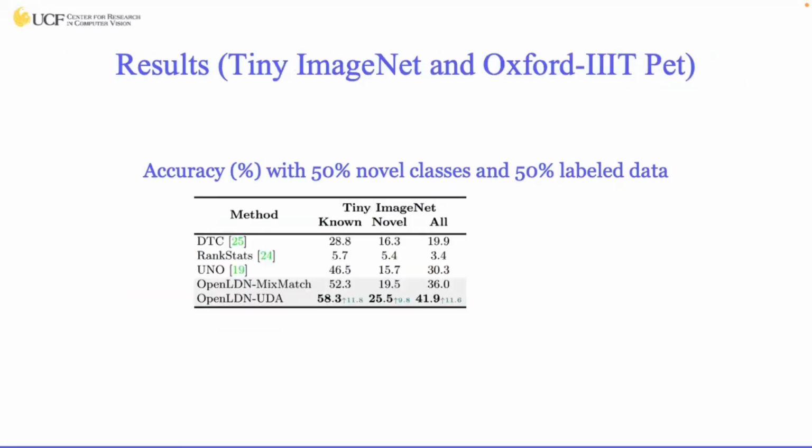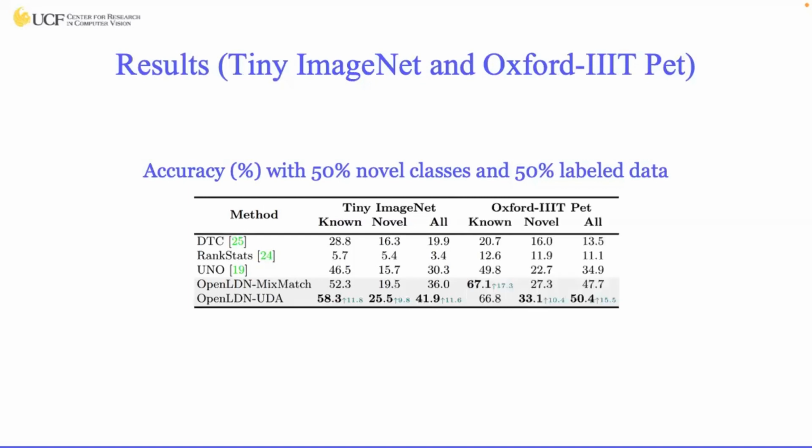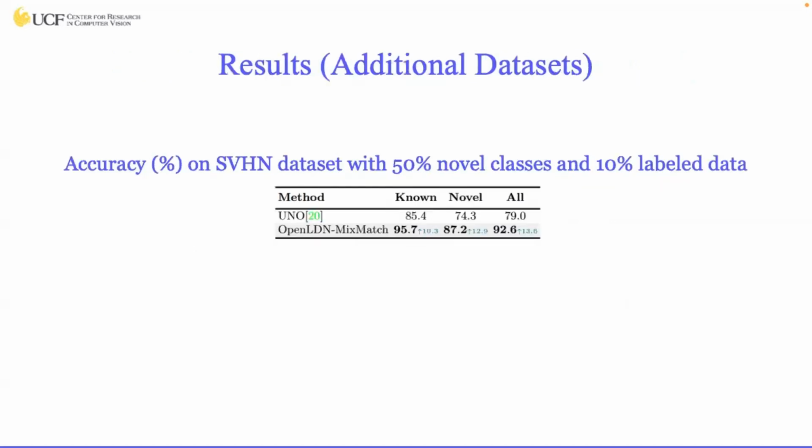We also report results on the tiny ImageNet dataset, which is harder because it has 200 classes from ImageNet. Even here, we see that compared to the second-best method, our method improves a lot. We also report on a fine-grained dataset, Oxford PET, and also see good improvements here. We also reported results on the SVHN dataset, where we are using only 10% labeled data instead of 50%. We observe good improvement on this dataset.